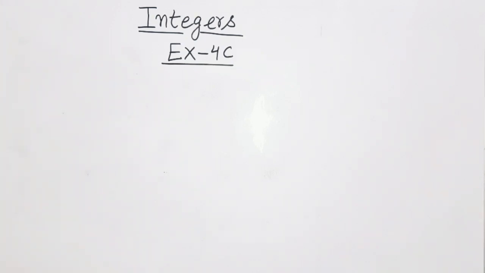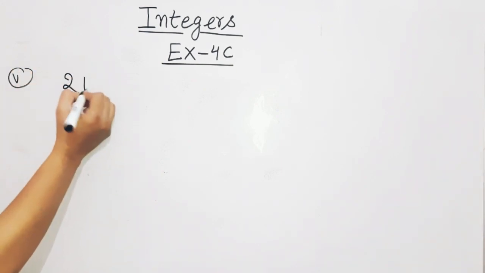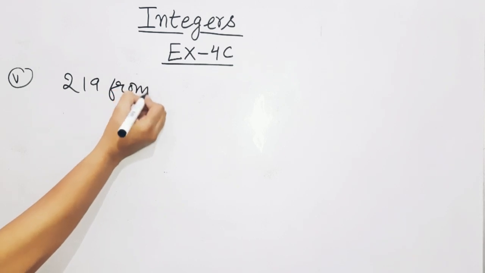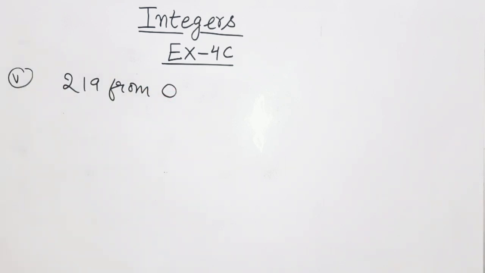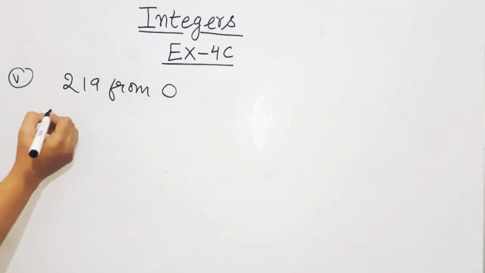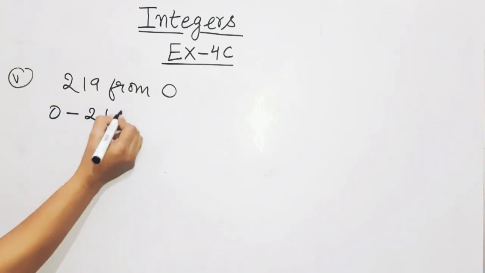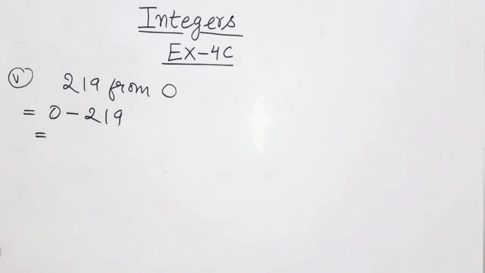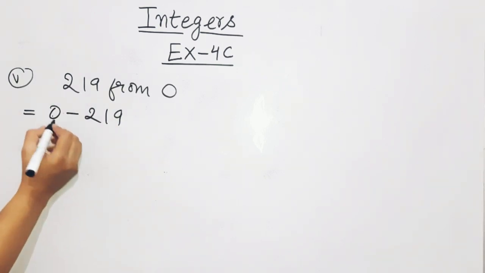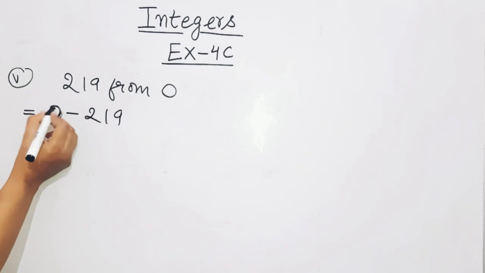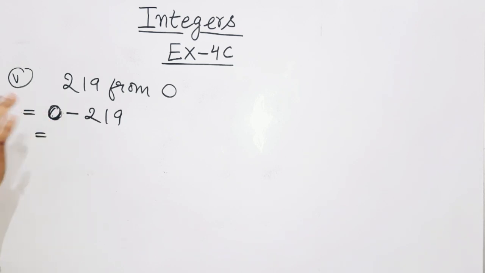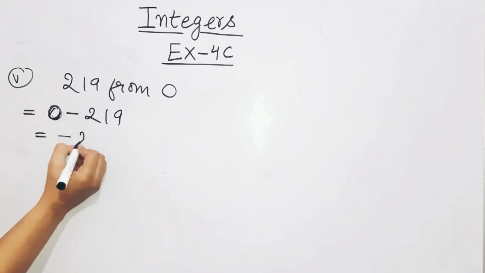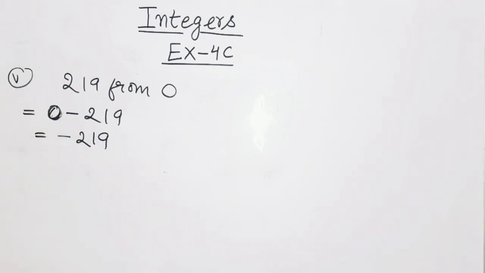Don't consider it as you are sitting at your homes and watching the video. Imagine yourself, you are sitting in the classroom and listening to me. Your eyes should be on the video. 219 from 0. So 0 is going to come first. Minus 219. 0 में से जब 219 को subtract करेंगे तो आपका answer आएगा, because 0 is neither positive nor negative, so the answer will be minus 219.